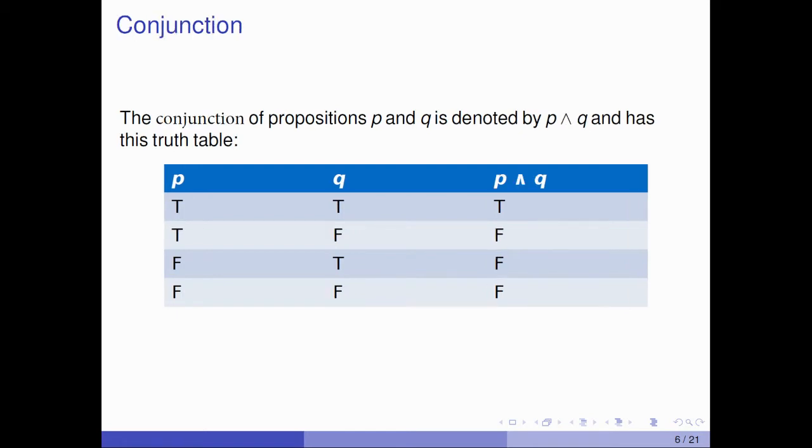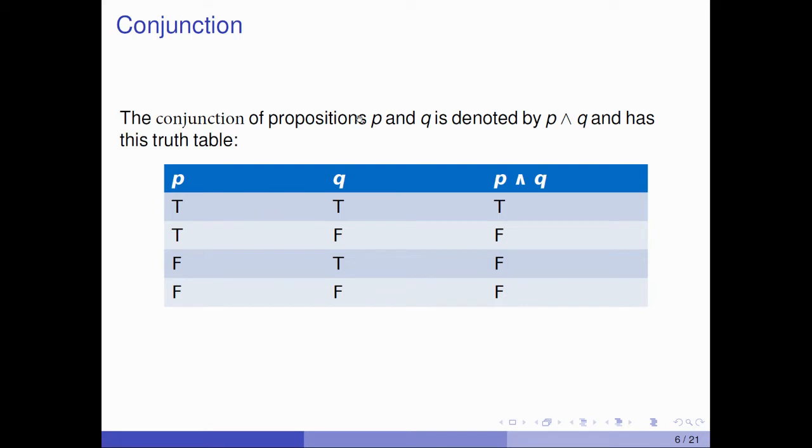Let's go to its partner, the conjunction. The symbol is inverted; it's like an inverted V here. So these are the truth tables. Now, conjunction in words is "and." So you have P and Q. We have a true P, true Q, you have a true conjunction. True P, false Q, you have a false conjunction. A false P and a true Q, you have a false conjunction, and false, false, false.